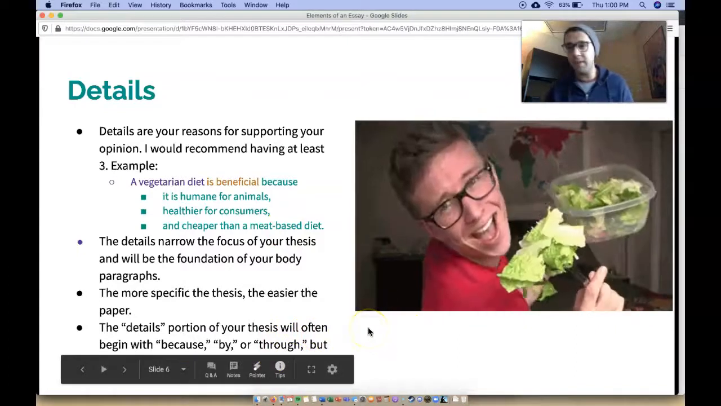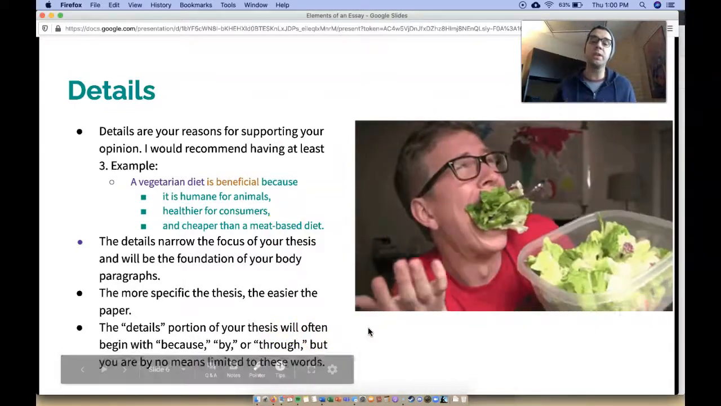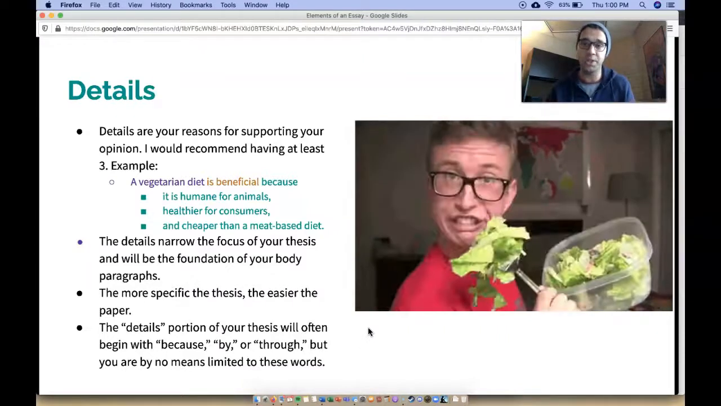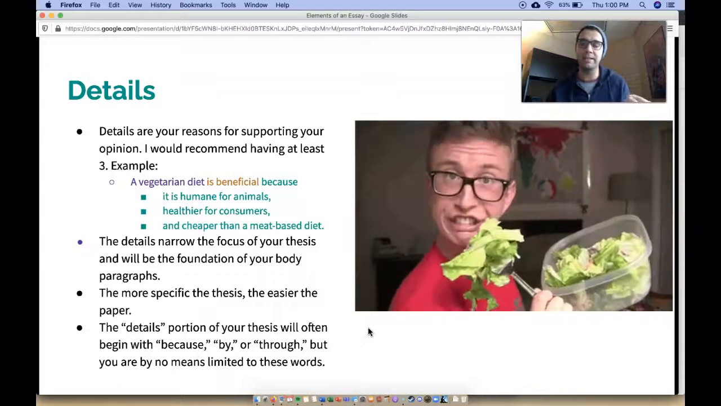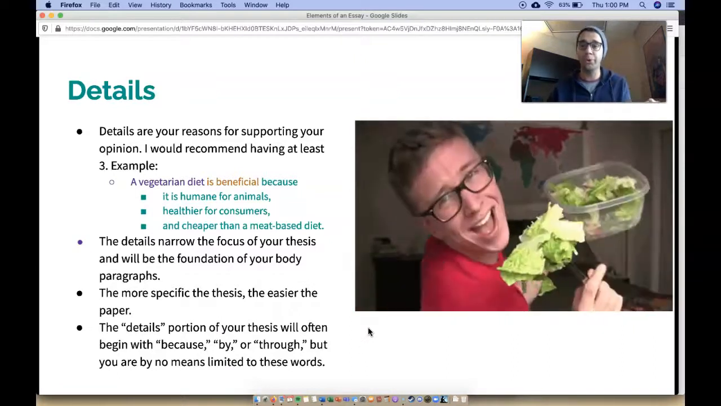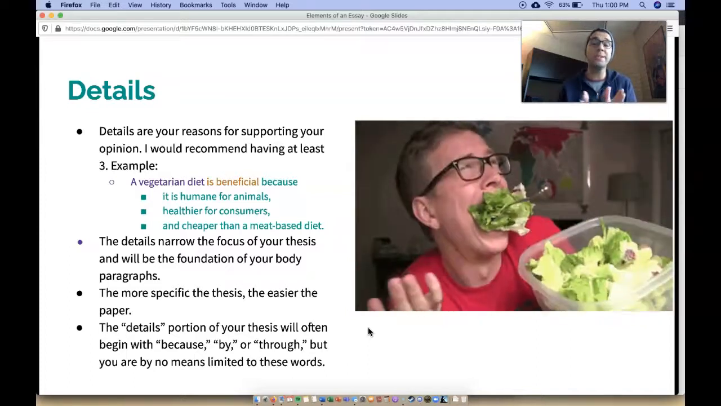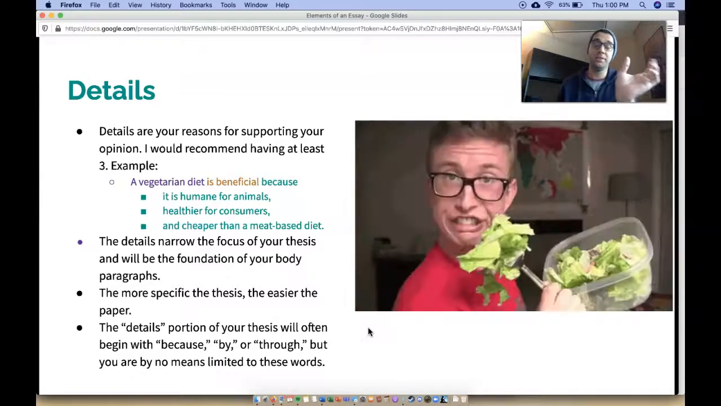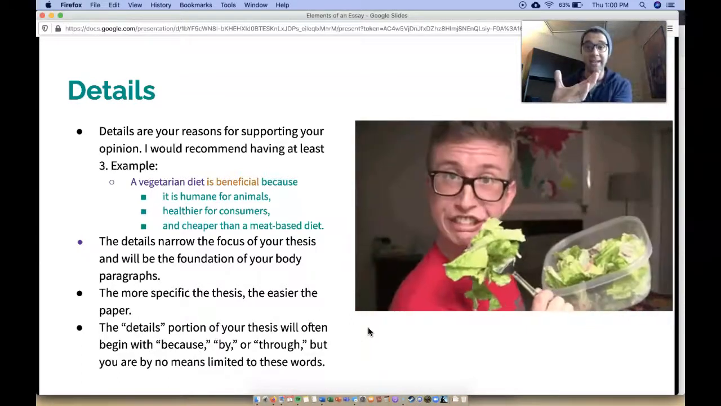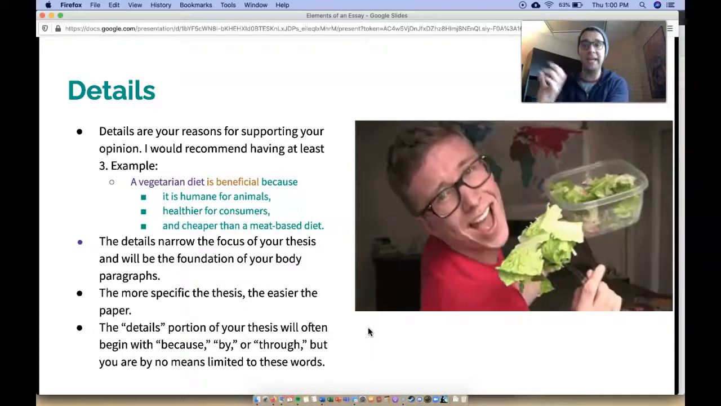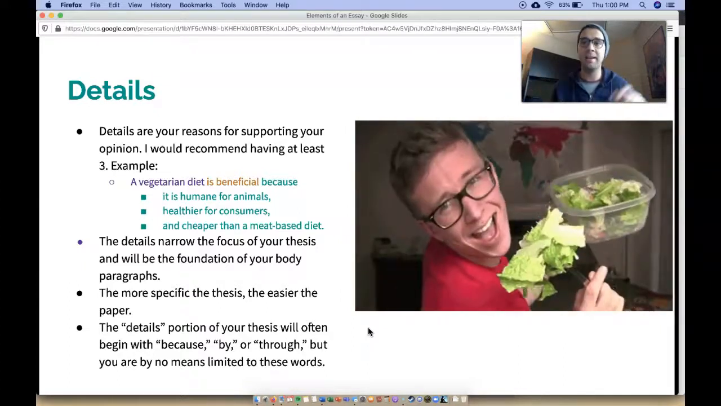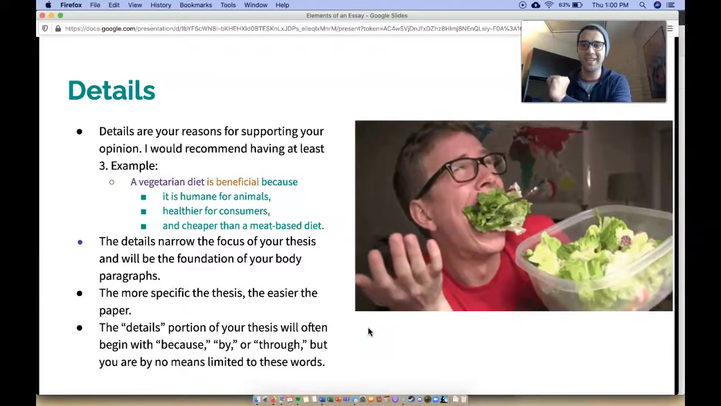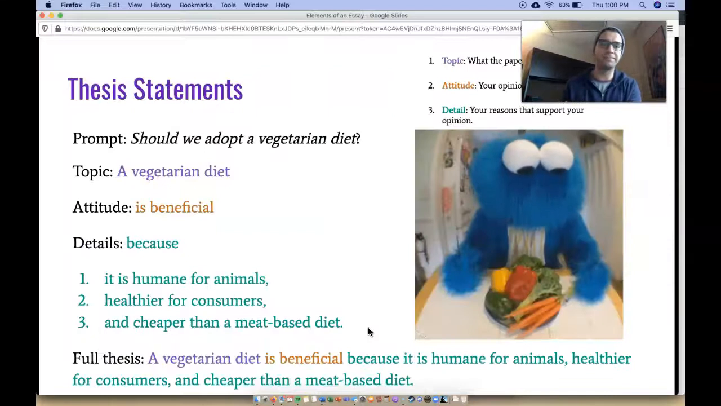Now, do they always begin with those? No. Those are just 3 really good words to get the ball rolling. So after you've given me your argument through the attitude portion of your thesis statement, give me a because, a by, or a through if you're struggling. Okay, so here's a really simple way to think about thesis statements. Blank, which is your topic, is blank, which is your attitude, because blank. That's a thesis statement. Blank is blank because blank. That's it. Isn't that delightful? I just changed your life forever and ever.